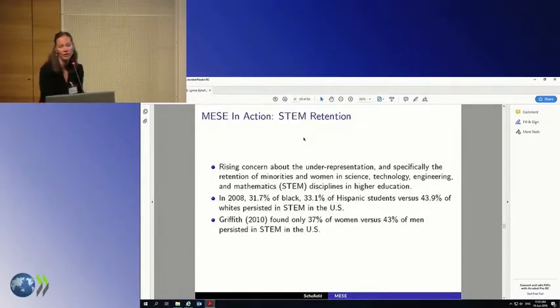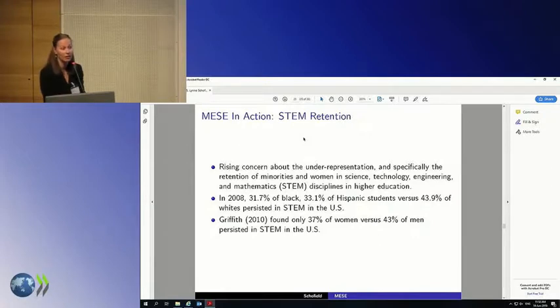Okay, so I want to give two examples of using MICI in action and compare the results that we get when we use a MICI model with what we get if we just use an OLS model. So the first example comes from the idea of retention in the STEM, which is the science, technology, engineering, and mathematics disciplines. At least in the US, we see that there are differences in the number of whites versus the number of blacks and Hispanic students who persist, by which I mean that they declare a STEM major at some point during their college career and then graduate with it.